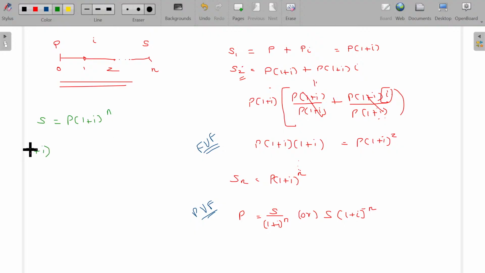1 plus I to the power n is equal to S divided by P. 1 plus I is equal to, that power n transferred to the other side becomes nth root of S by P. I want only I. To get the I, the 1 will be transferred to the other side. So the formula being nth root of S by P minus 1. This is how we can calculate I.